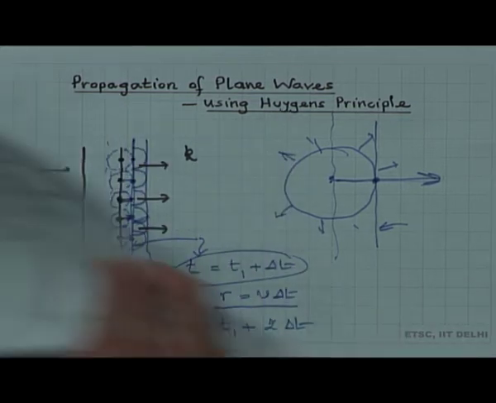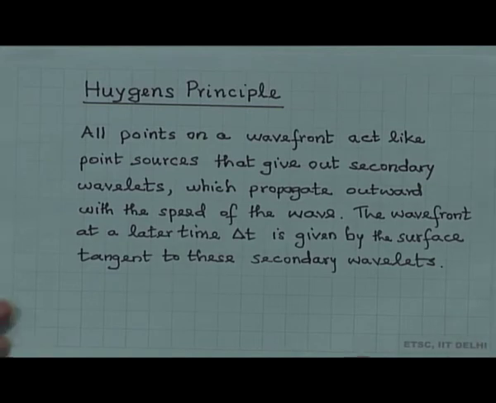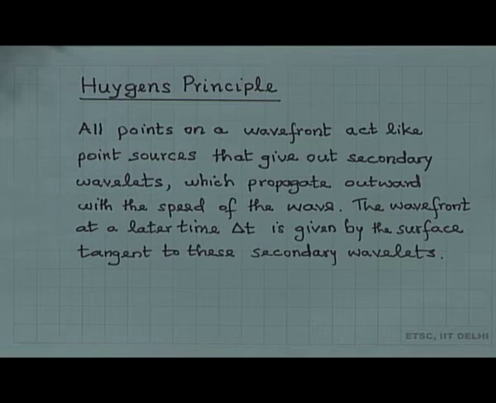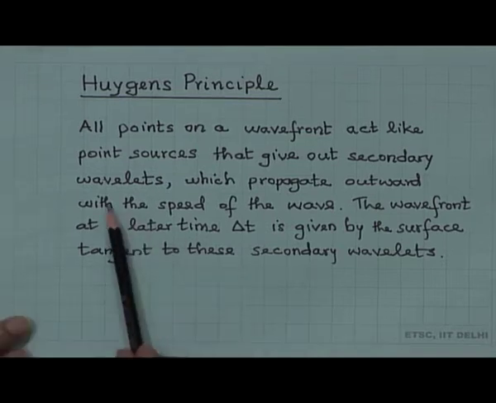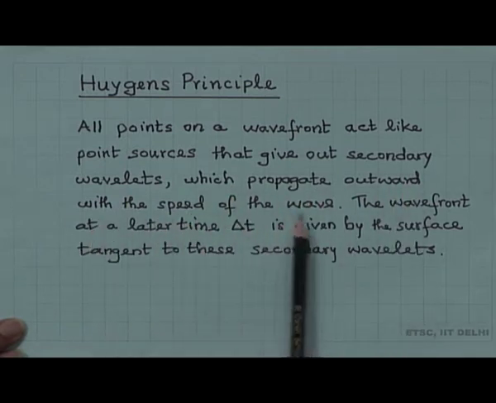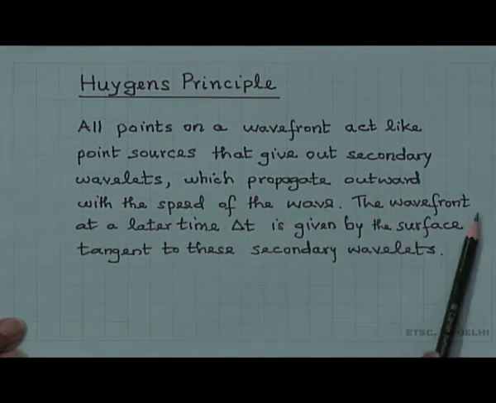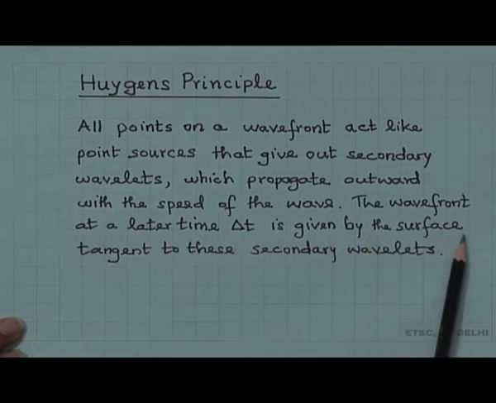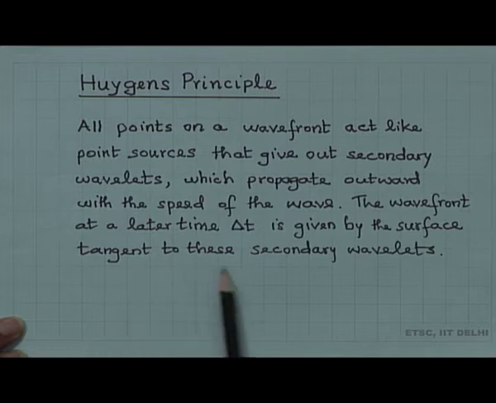So, we come back once more just to the statement that all points on a wavefront act like point sources that give out secondary wavelets which propagate outward with the speed of the wave. The wavefront at a later time delta t is given by the surface tangent to these secondary wavelets. I suppose it is now clear.